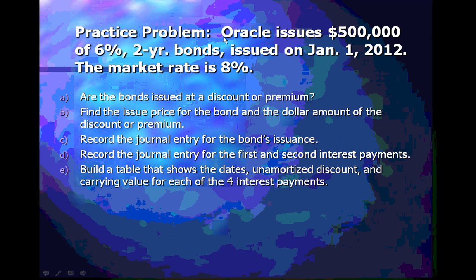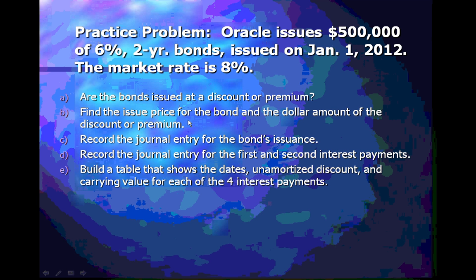Let's suppose that Oracle issues a $500,000 bond. It's at 6%, it's a 2-year bond, it's issued on January 1st of 2012, and the market rate is 8%. First of all, discount or premium? You should be able to look at these two interest rates and figure that out. If we're issuing it at 6 and the market rate is 8, why would anyone come and buy our bond or invest in us at 6% when they can go out and get 8% on the market? So hopefully you're leaning towards the discount answer here. That's not new material. You should understand that already, hopefully.